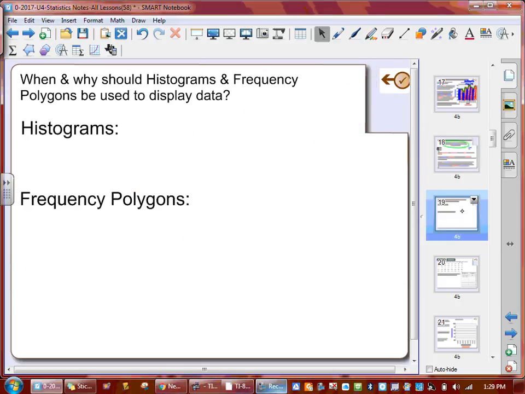Let's take a look at the next one. So, we're going to write down why and when we use each of the following. Okay, so we've organized our first example. We were able to create our frequency polygon.